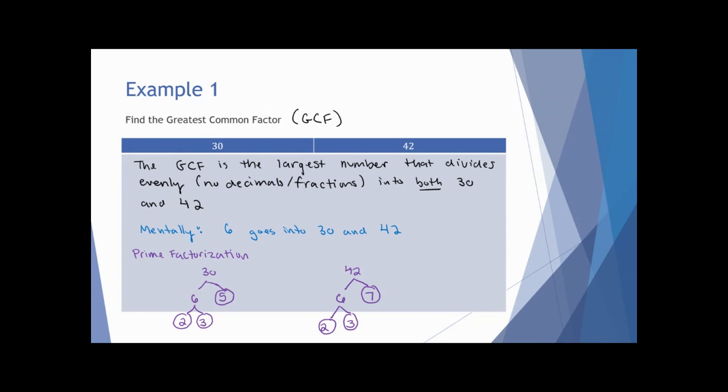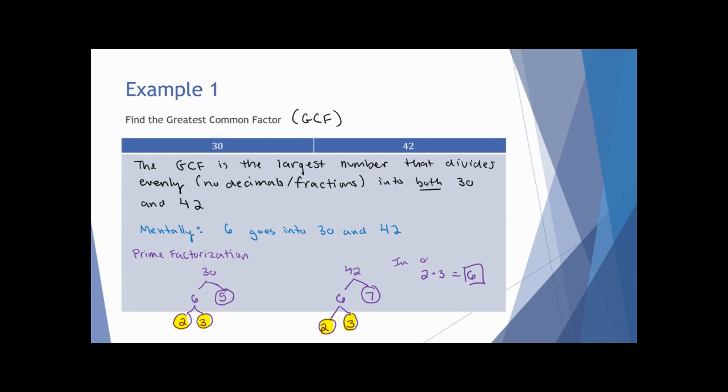So when you're looking at the greatest common factor and you have a factor tree, you want to look for what's in common. So I'm going to highlight what they have in common. They both have a 2. They both have a 3. And that's the only thing they have in common. The 30 also has 5, 42 has a 7, but those are not the same. So the only thing they have in common is 2 and 3. And so what you do is you multiply those together, which is 6, and that is your greatest common factor.